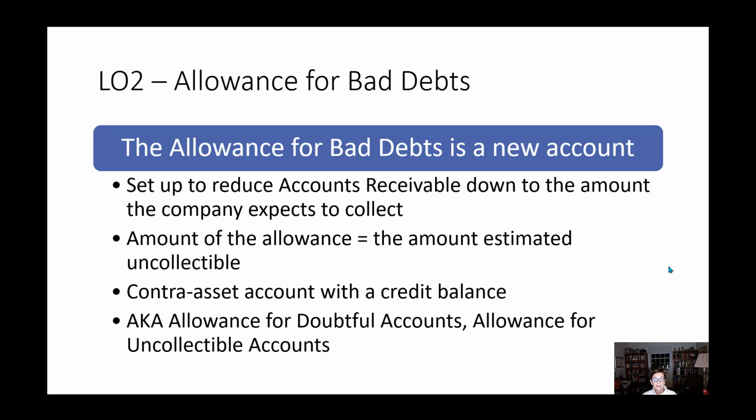Now, if you've been studying in the same order that we've been studying, you should have been introduced to accumulated depreciation, which is another contra asset account. Accumulated depreciation reduces the depreciable assets, say building or equipment, and the allowance for bad debt reduces accounts receivable. Sometimes the allowance for bad debts is called the allowance for doubtful accounts or the allowance for uncollectible accounts, and you might hear that in other places or in some of my other videos, because it's the same account, but it has different words to use for the same account.